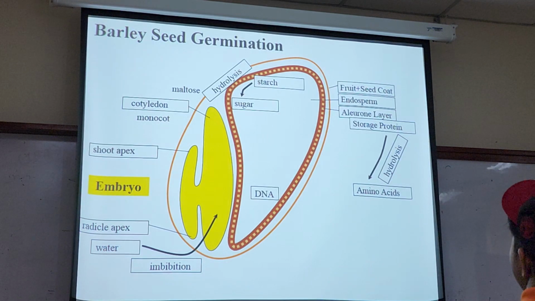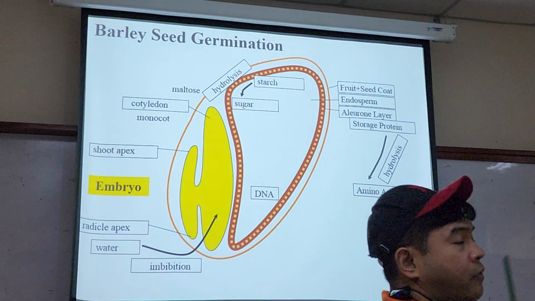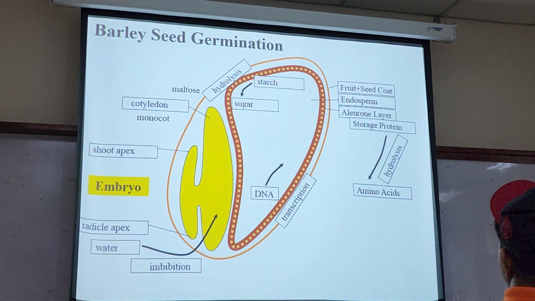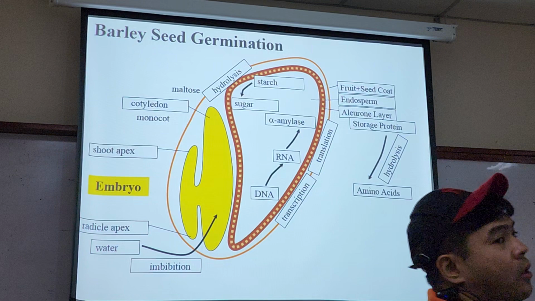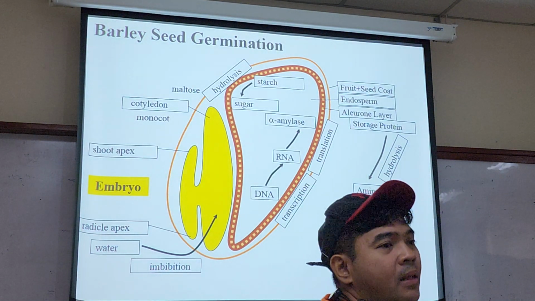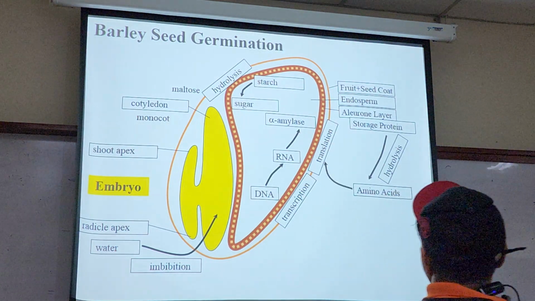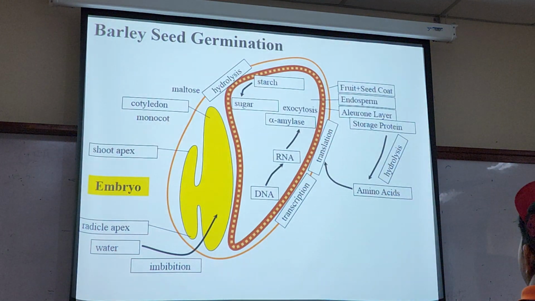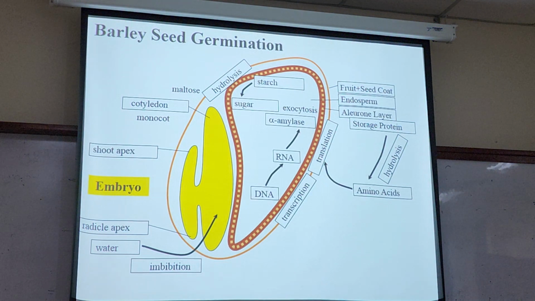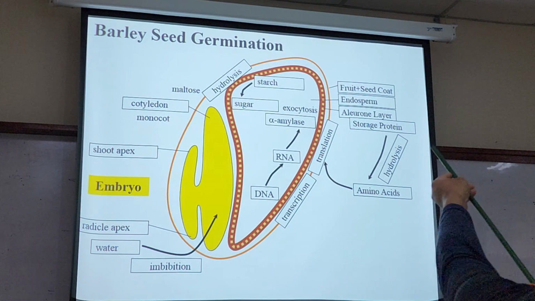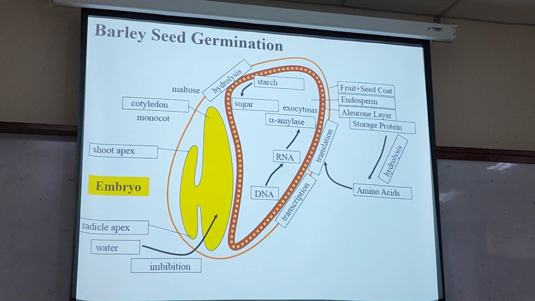Now you get your DNA. DNA in the cells of the seed will do further transcription, and then you get your RNA, and you will get translation to make more protein called alpha amylase. Alpha amylase breaks down what? Starch. Right. And after it breaks down the complex sugar, you get your maltose, right? The sugar will undergo exocytosis, not exorcist.